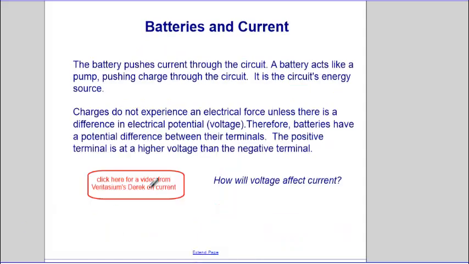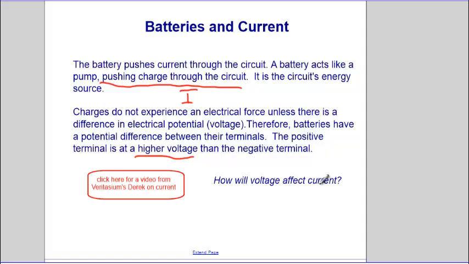Check it out. The battery pushes the current through the circuit. It acts like a pump pushing or moving charge. If we're pushing charge, you're causing what's called a current, and it's the circuit's energy source. Charges do not experience a force unless there's a difference in electric potential, unless you have a battery. Otherwise they won't move. And batteries offer a potential difference between their terminals. What goes up must come down. It goes from a high potential to a low. So the positive is at a high voltage or high potential, and the negative is at a low.